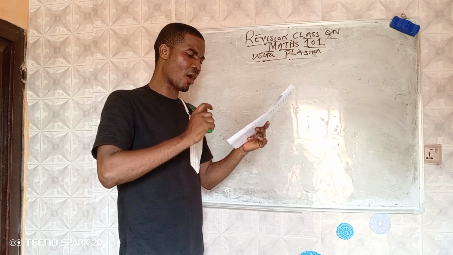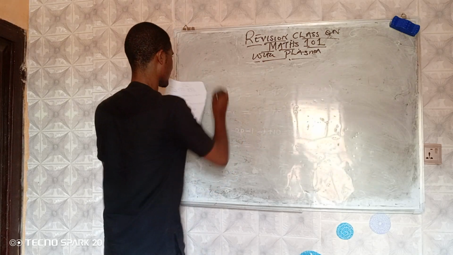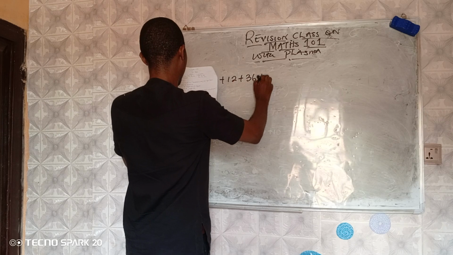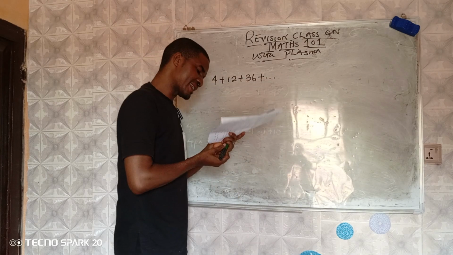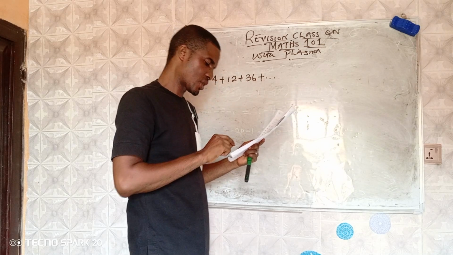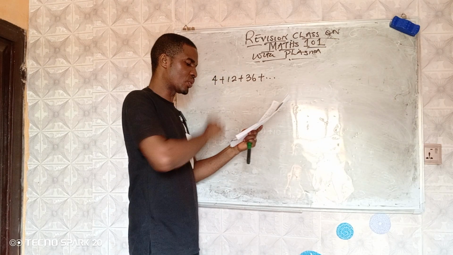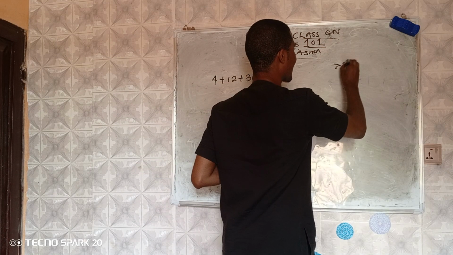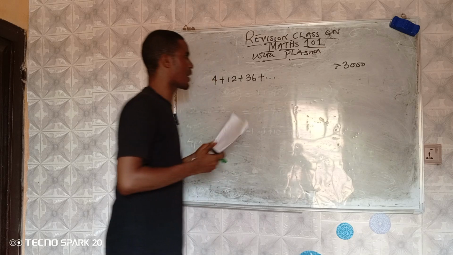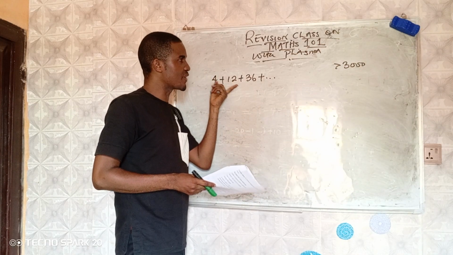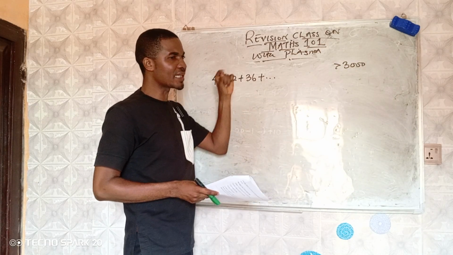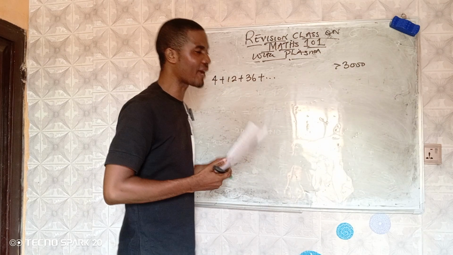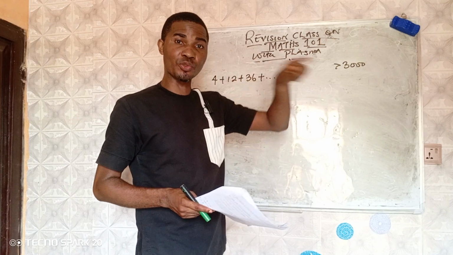What is the smallest number of terms of the GP 4 plus 12 plus 36 that will give a total greater than 3,000? The smallest number of terms of this GP that will give a total that is greater than 3,000. So what I'm going to do is, first of all, find the one that can give a total that is equal to 3,000.